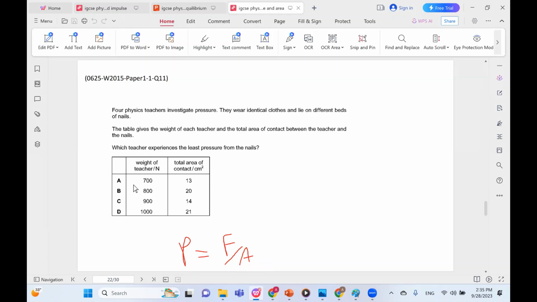So 700 divided by 13, this is approximately equal to 53.8. 800 divided by 20, this is equal to 40. 900 divided by 14 gives us 64.3. And finally, 1000 divided by 21, that gives us 47.6. So the least pressure is choice B.